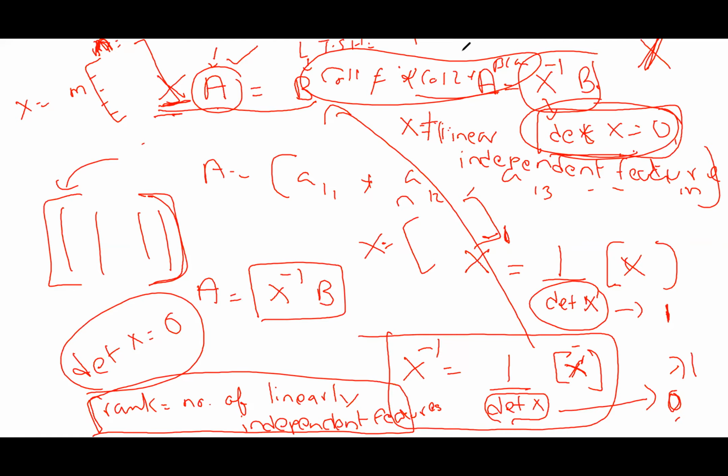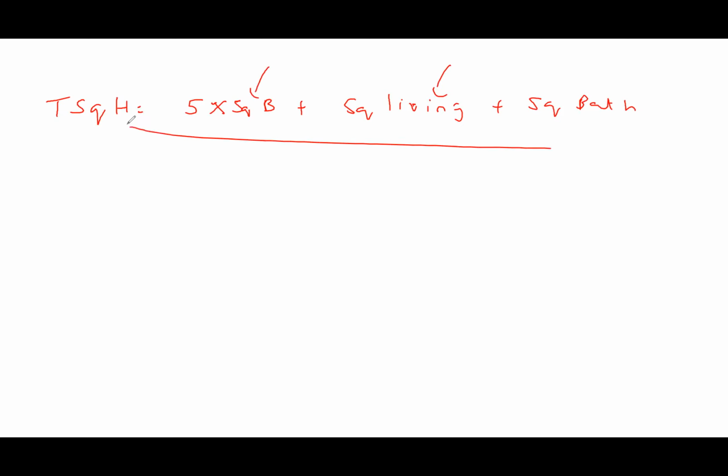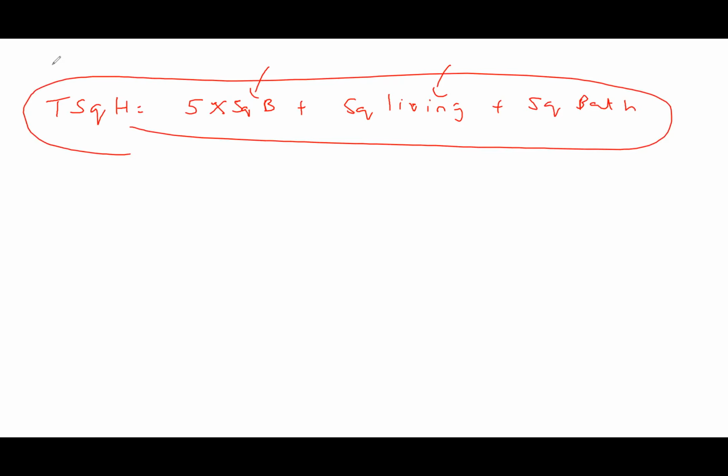Let me clear it. In case of that house example, total square footage of the house was 5 times the number of bedrooms times square footage of each bedroom, plus square footage of living room, plus, I don't know, square footage of bathrooms. So if I'm having this as a feature, then this is linearly dependent. It can be expressed as a combination of these two things. But square footage of bedroom and square footage of bathroom don't share anything in common, so they are linearly independent of each other.